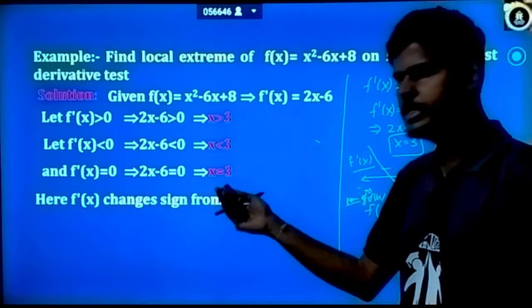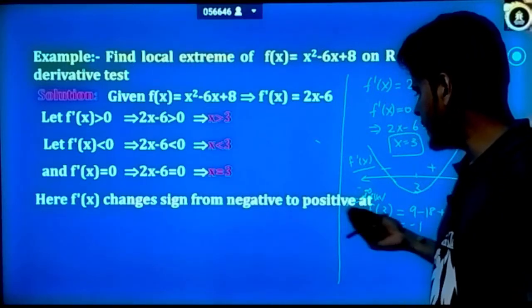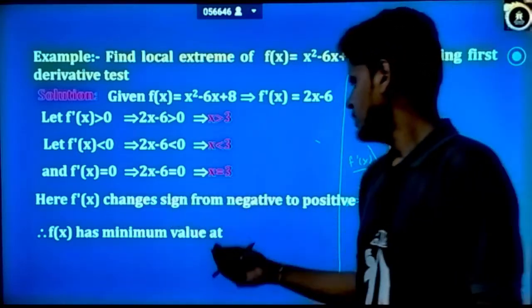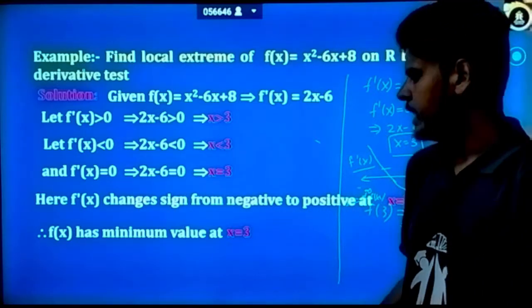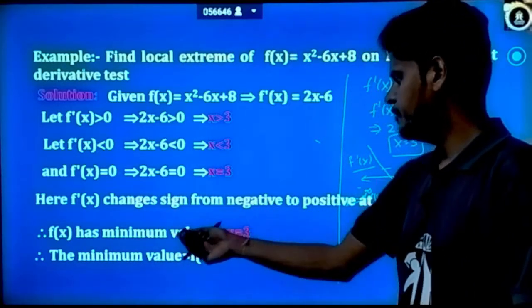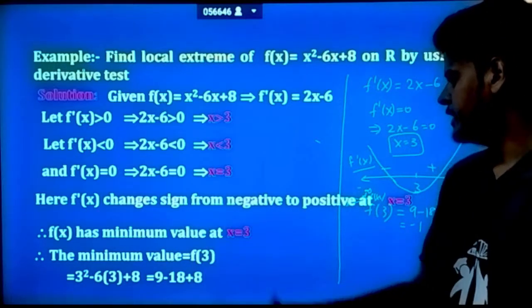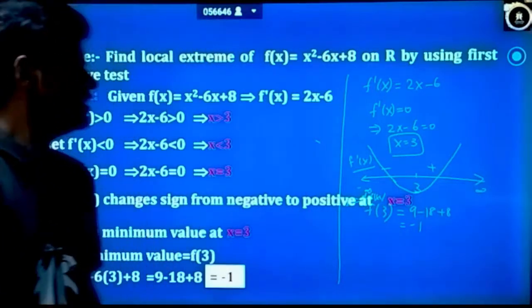So we have found the regions for all the cases, and f dash changes its sign from negative to positive at the point 3. So it has a minimum value at x equal to 3. And what is the minimum value? The minimum value will be f of 3, that is minus 1. Again, an easy question.